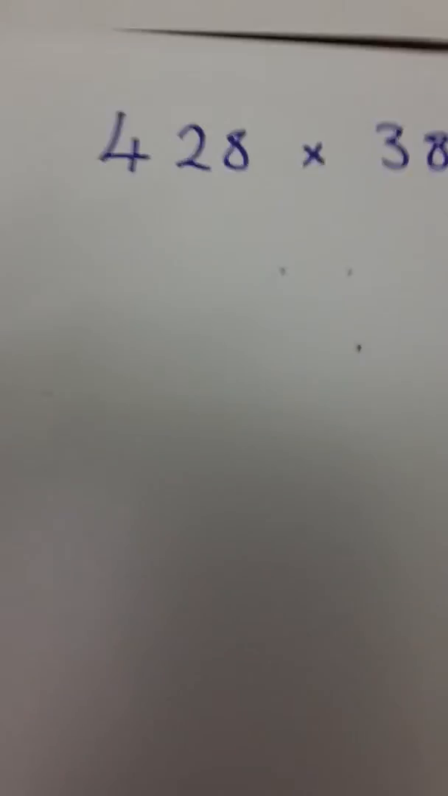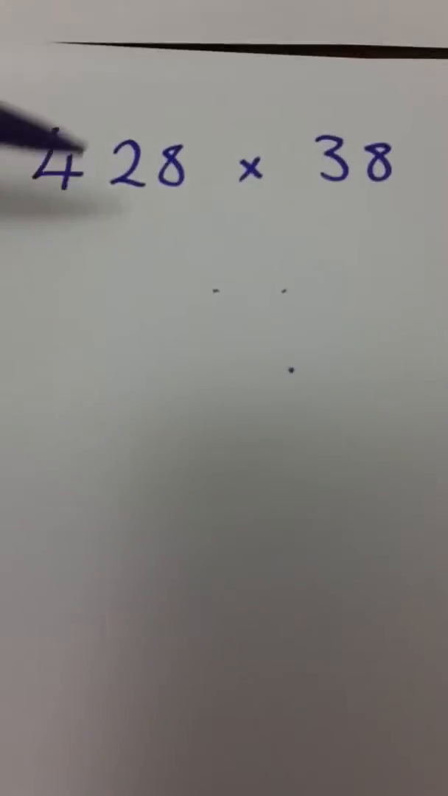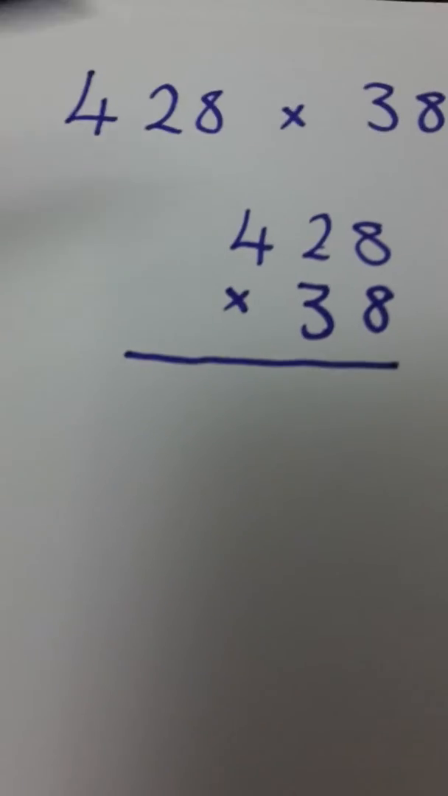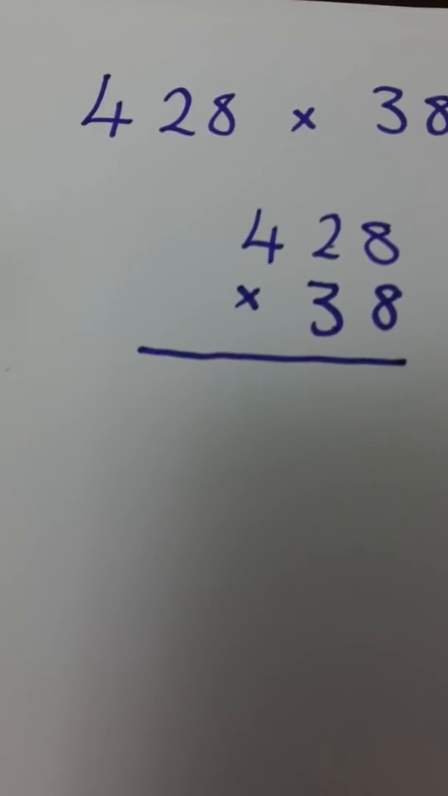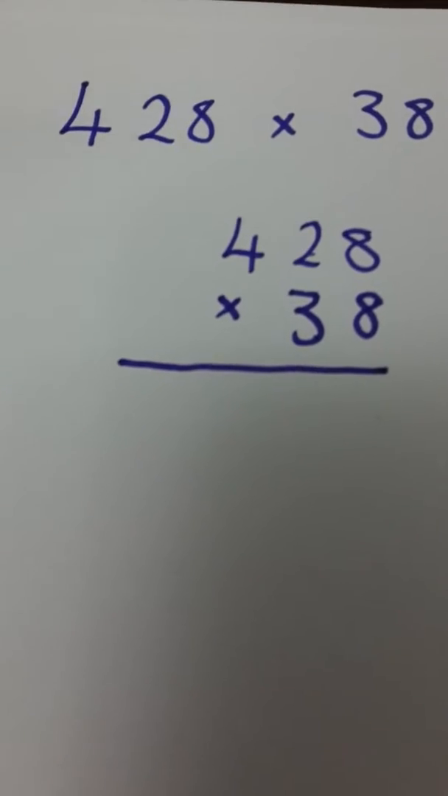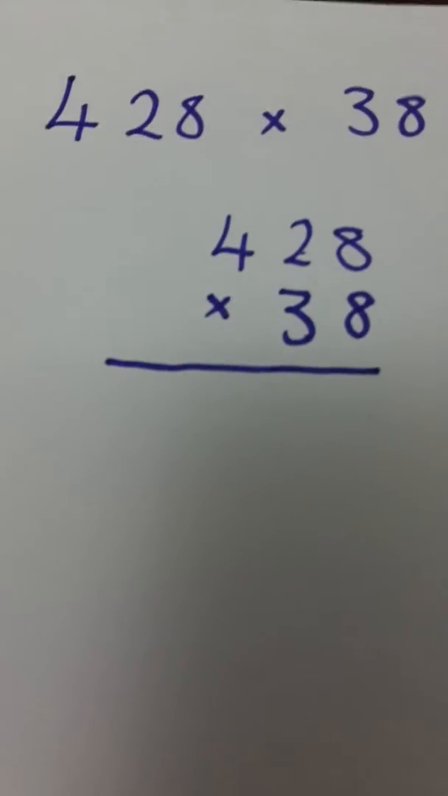Okay. So what I'm going to do is write out my digits, one on top of the other. It doesn't really matter which way round you do it, but it's just habit that in our educational system we tend to put the smaller number on the bottom. Or 38 times 428 is the same as 428 times 38.